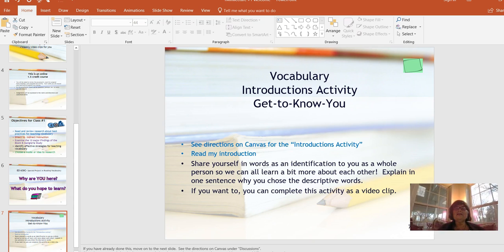One of the activities you are asked to do is a get to know you activity. That's on Canvas, and you're asked to complete that before the end of the first week, just to get to know one another. We're not in class face-to-face, so this is our face-to-face.